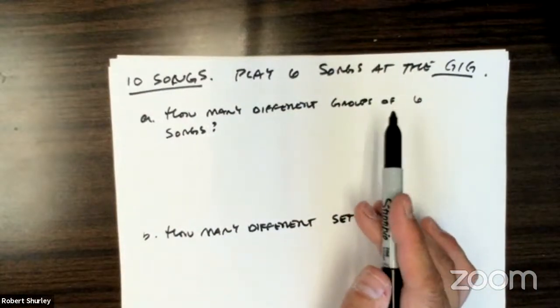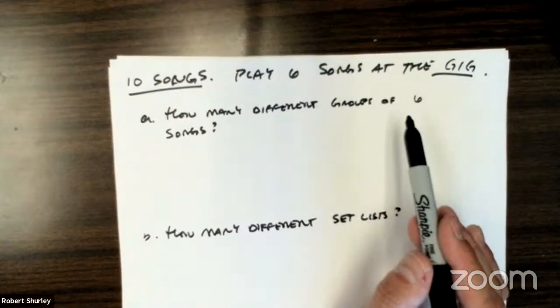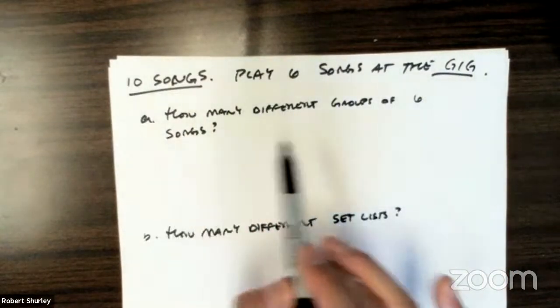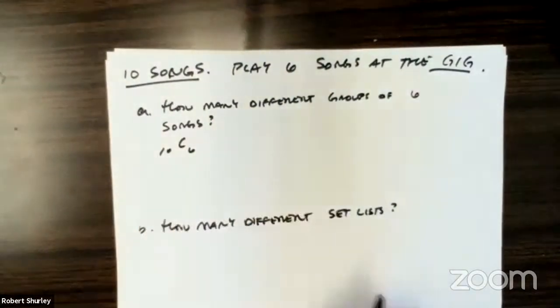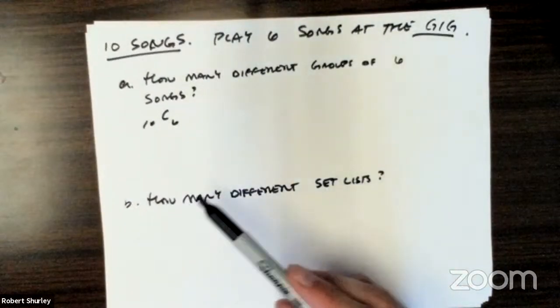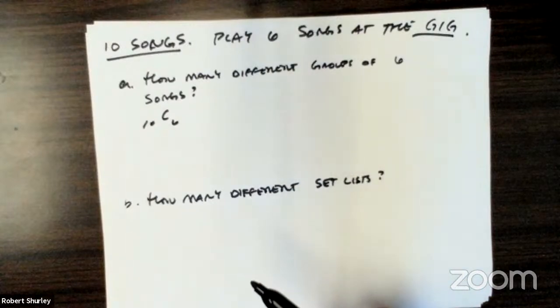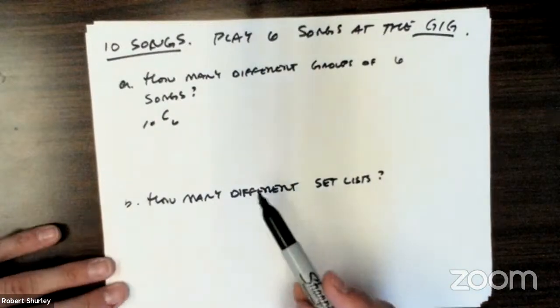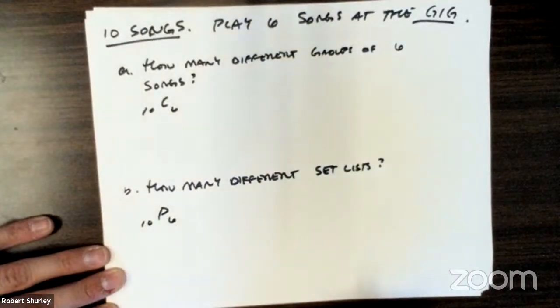For the groups of 6 songs, order doesn't matter. If you chose the first 6 that you know and mix them all around, it's still just the first 6, so this would be a combination. This is going to be 10 combination 6. But how many different set lists is different. If you chose your first 6 songs but ordered them a different way, that's a different set list, right? So the order matters for the second way. It'd be 10 permute 6.